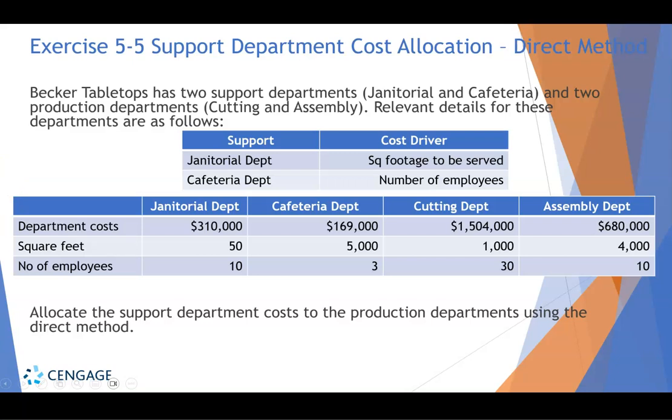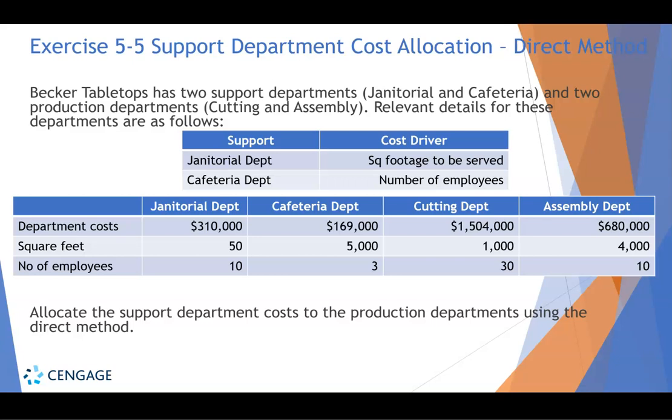There it goes. The direct method again. For this exercise, we've got Becker Tabletops, which has 2 support departments and 2 production departments. If we allocate using the direct method, we will just take those departments and allocate them totally to the production departments. Janitorial being square footage, cafeteria department being number of employees.